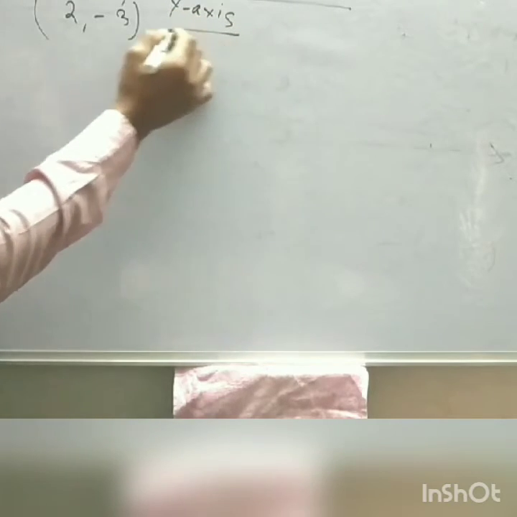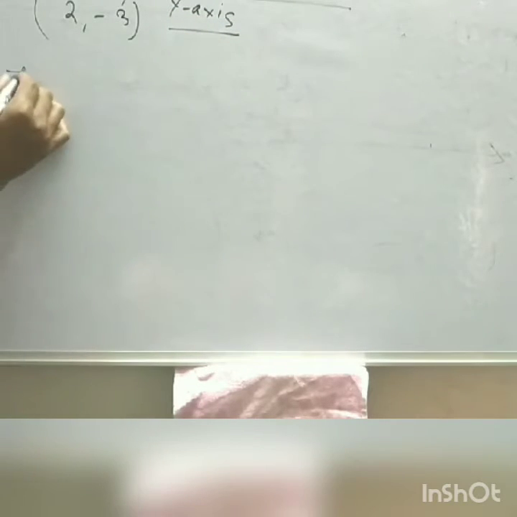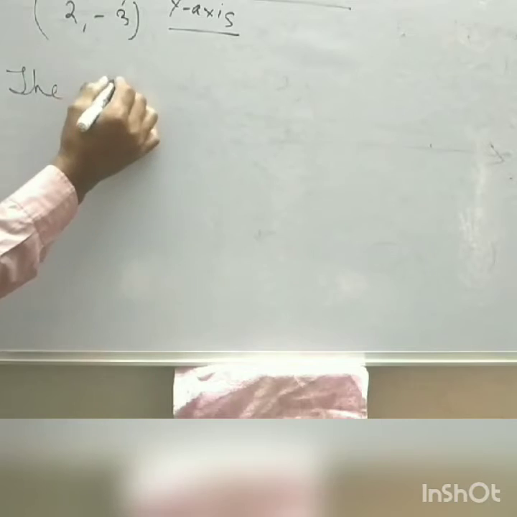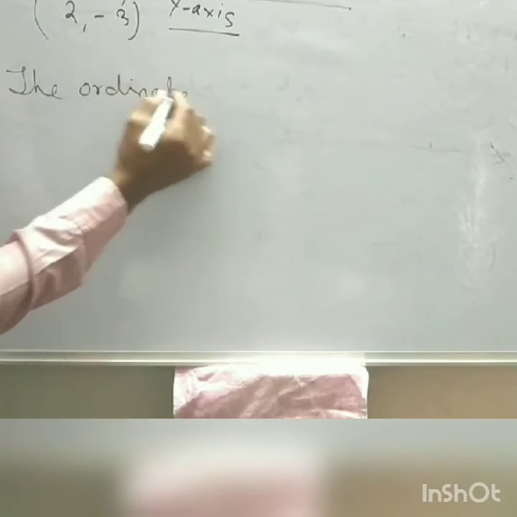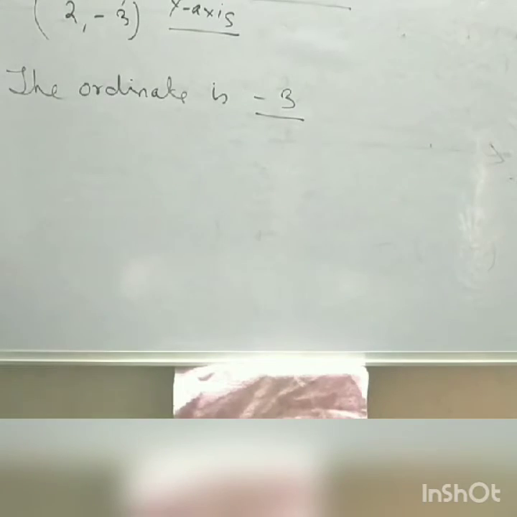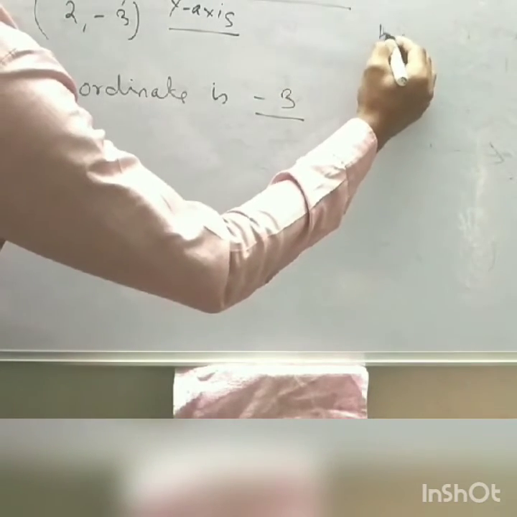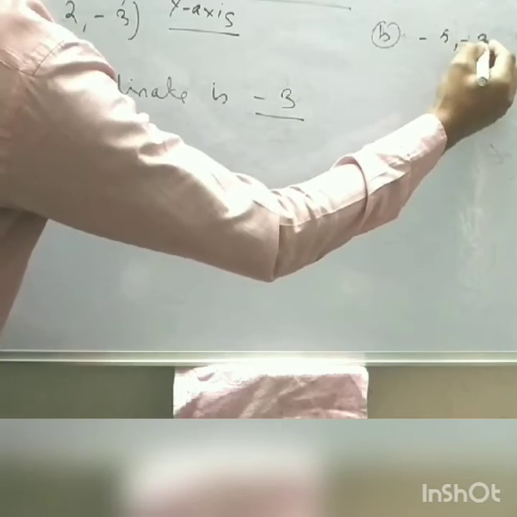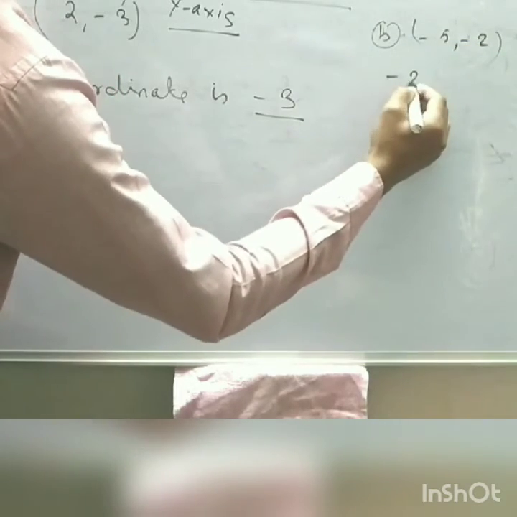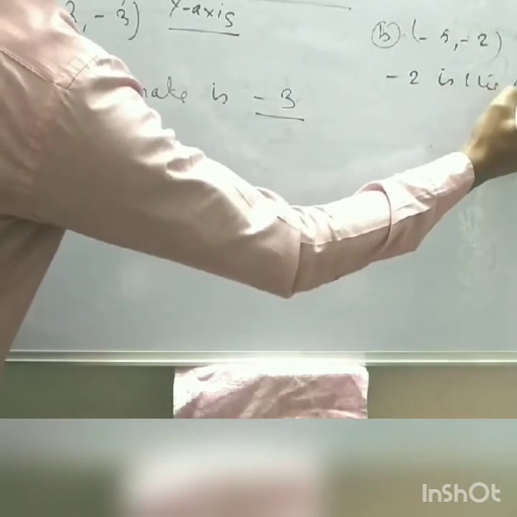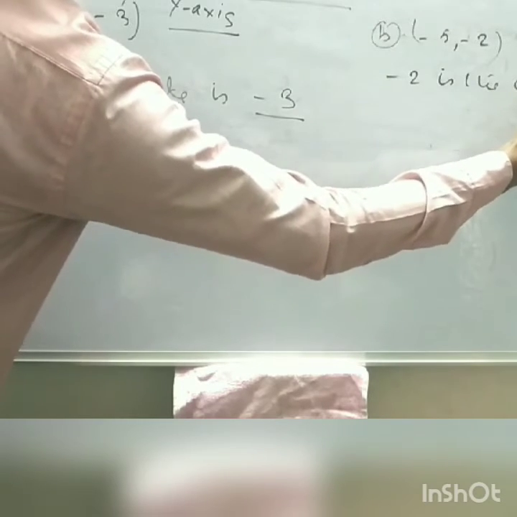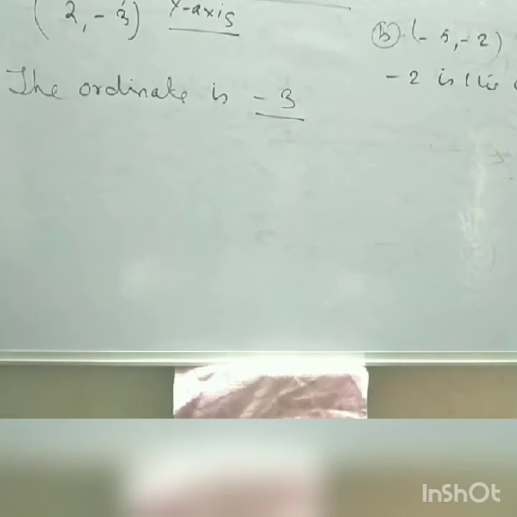So which is the ordinate? If the question asks, the ordinate is -3. Like this, there is another question, (-5, -2). Question number B, (-5, -2). Which is the ordinate? So -2 is the ordinate. Like this, we can solve question number 1.